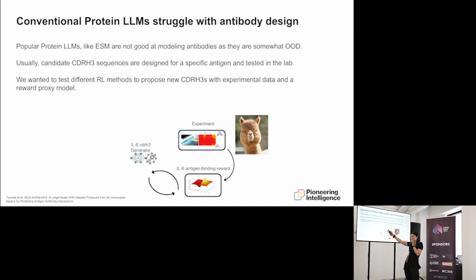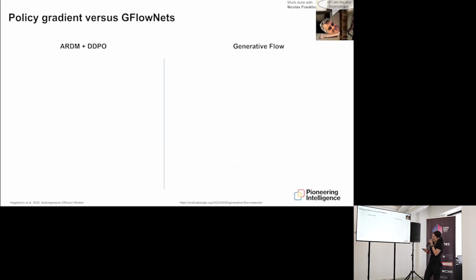In theory, you want to get this into a lab loop. So you want to predict stuff, get more experiments, update your reward model, and so on, and take that to a loop. That part we didn't do. But I want to talk about the methods and which one might be better here. So let's compare policy gradients and generative flows.